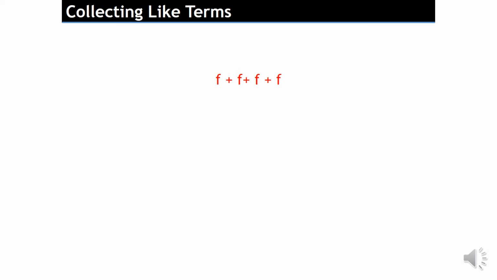Okay, so what we're going to look at today is how we collect up like terms and simplify algebraic expressions. So an algebraic expression is some algebra like this where we don't have any equals, and we need to see if we can simplify them. So if we've got f plus f plus f plus f, how else could we write that? How many lots of f have we got there? We could also write that as 4 times f, because it's 4 lots of f.